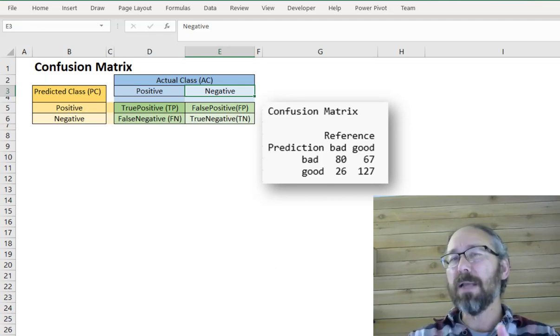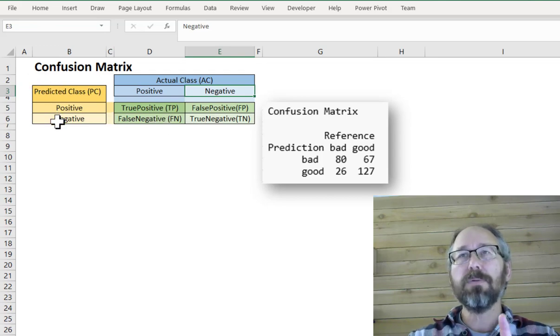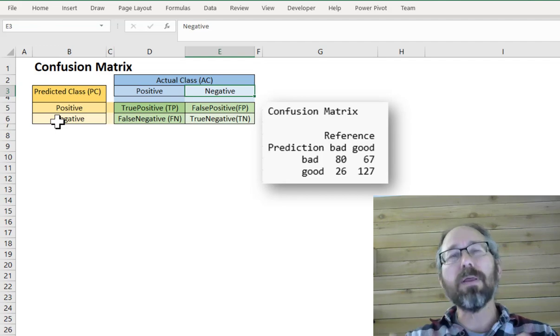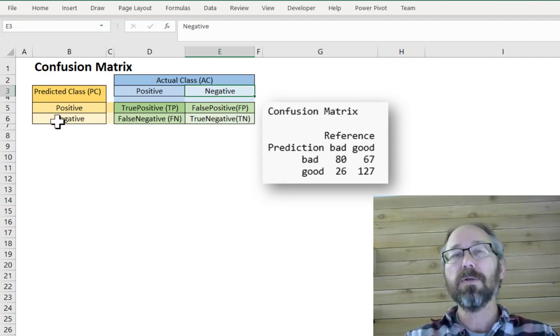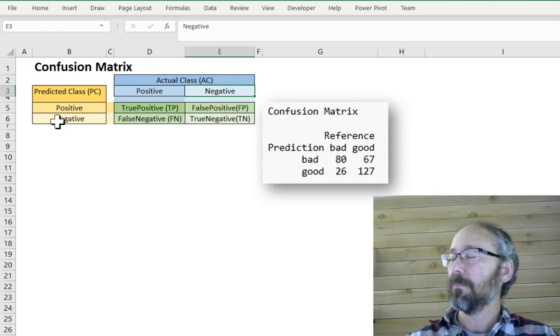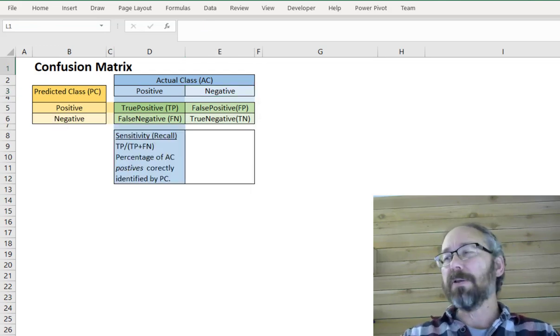And just as a reminder, remember that this is from the validation process. So our predicted classes don't, the algorithm at this point doesn't know which are positive and which are negative. So this is a true test of the validation of the algorithm that we've trained with our data. Okay, so we can start doing some calculations.